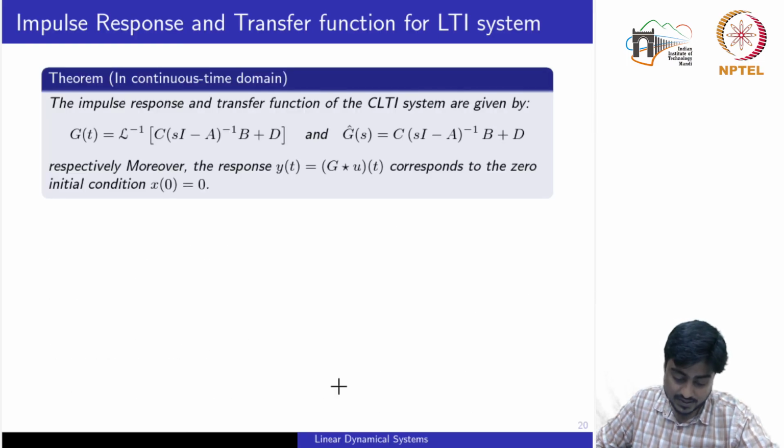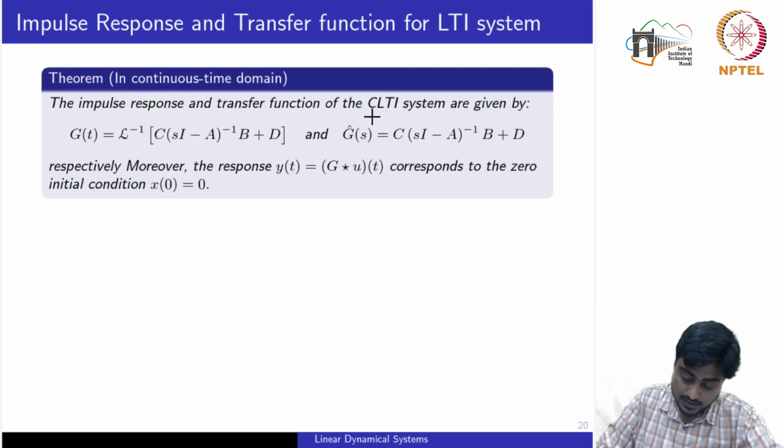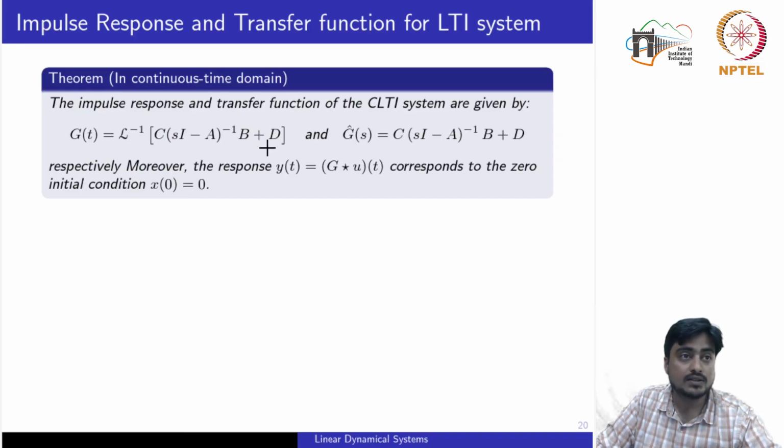So we have our next result in the continuous time domain: the impulse response and transfer function of the continuous time linear time invariant system are given by g of t as the Laplace inverse of this combination of ABCD matrices, and g hat of s is given by this, respectively. Moreover, the response y of t is equal to the convolution of g and u, which corresponds to the 0 initial condition that we had seen in the last slide.